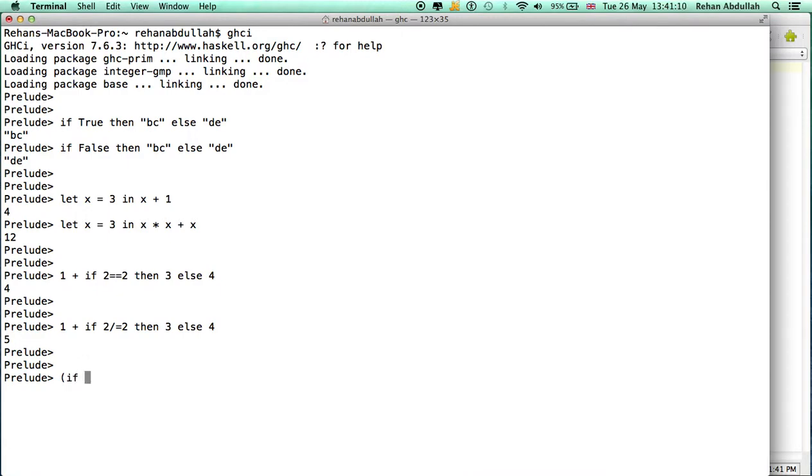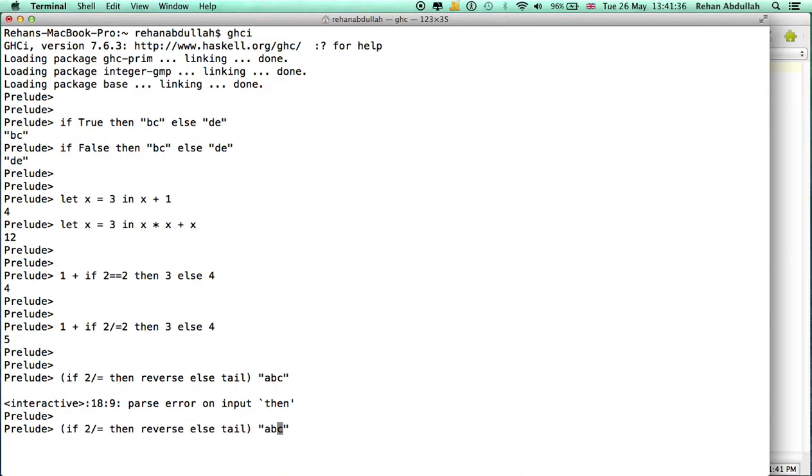If 2 slash equals then reverse else tail ABC. And now I'm getting an error. I didn't put the 2 there, missed the 2. Oh, there you go, BC. If 2 slash equals 2, then reverse else tail. So it just gives me the tail, you see.